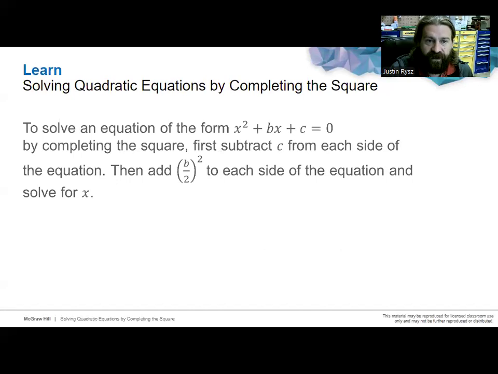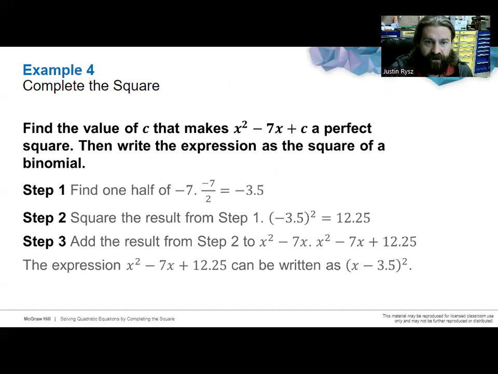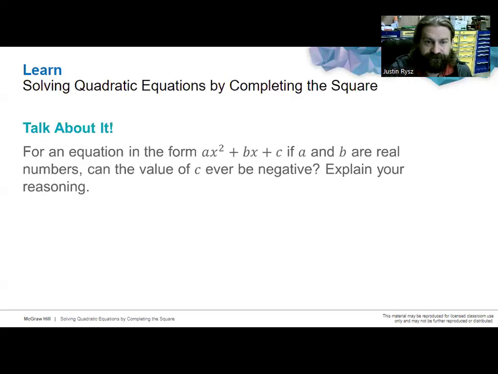So we've got to figure out this number here. Remember that the key to this special number is going to be half of the middle number, squared. If I have this 7 here, I'm going to have to figure out what's going to be this perfect number that goes right here. So I'm going to take this middle number 7, cut it in half, and then square it. That perfect number would be 12.25. We would have to make sure that goes on both sides.